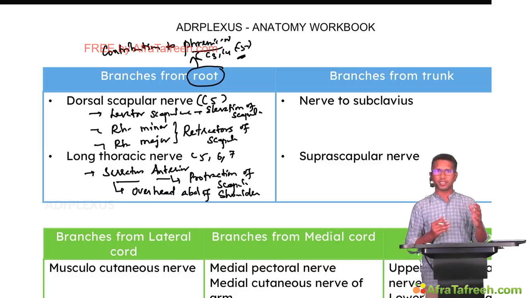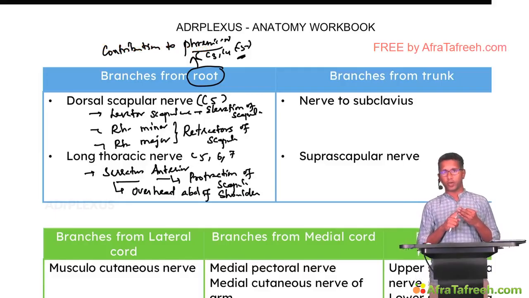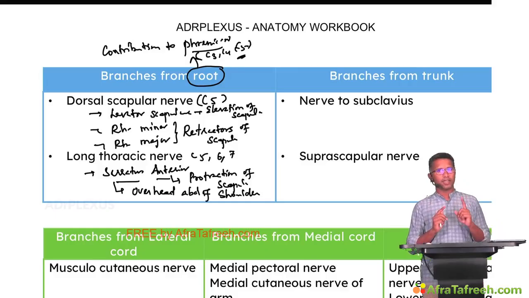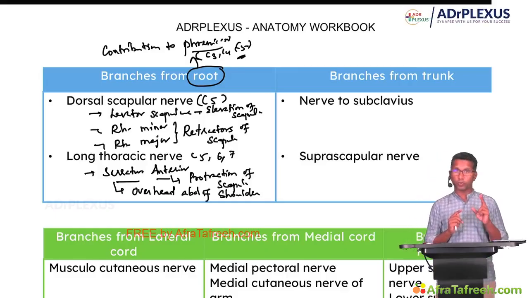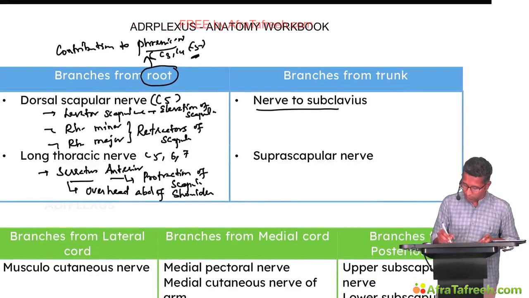Okay, so you have got three trunks. I hope you know there is an upper trunk, there is a middle trunk, and there is a lower trunk. When you take these three trunks, the middle trunk and the lower trunk does not give any branches, guys. So don't worry about these two trunks. The only trunk that gives rise to branches are the upper trunk, and it gives rise to two branches. One is called as nerve to subclavius. Nerve to subclavius has got root value C5 and C6.